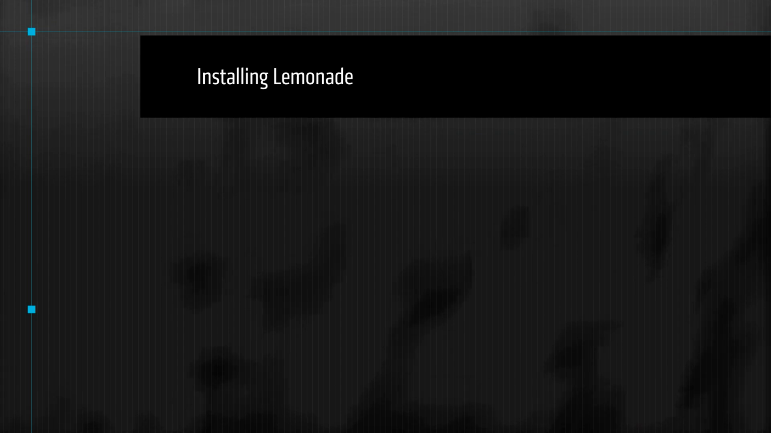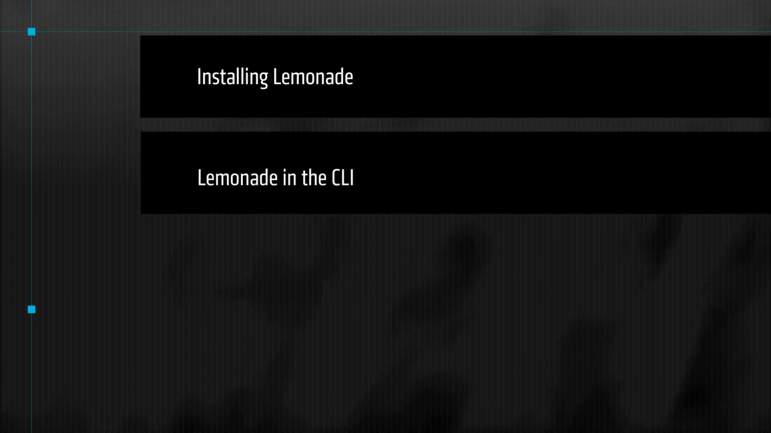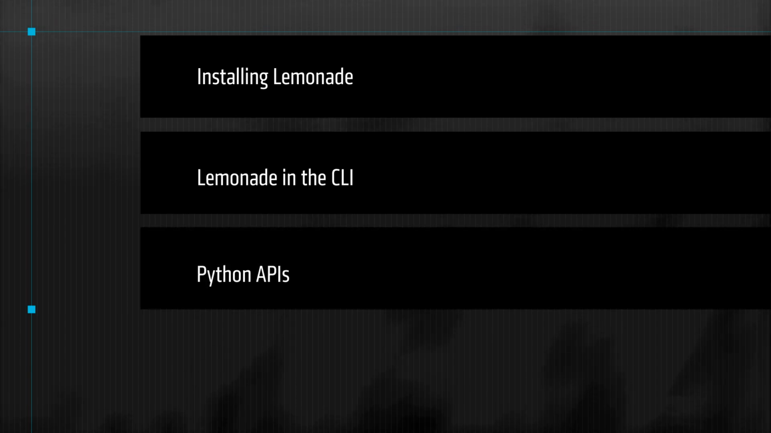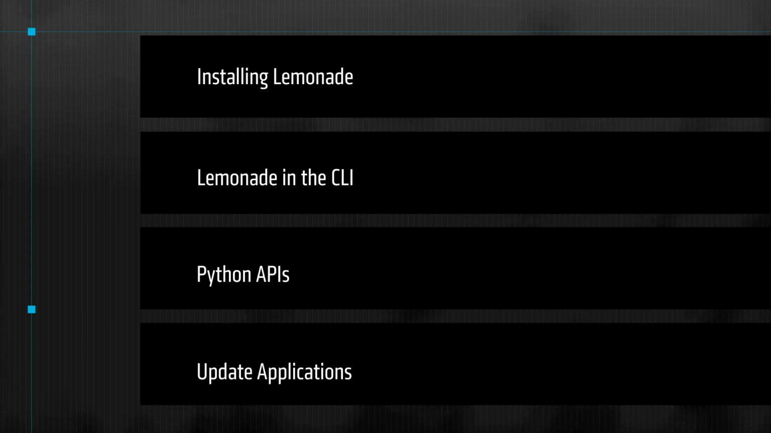Let's summarize what we've covered in the series up to this point. We've reviewed how to install the Lemonade SDK and how to use the command line interface to run, benchmark, and perform accuracy tests with LLMs. We also showed how to use the Python APIs to run our LLMs in both blocking and streaming mode. And lastly, we've demonstrated how to update an existing application to use LLMs with Lemonade.